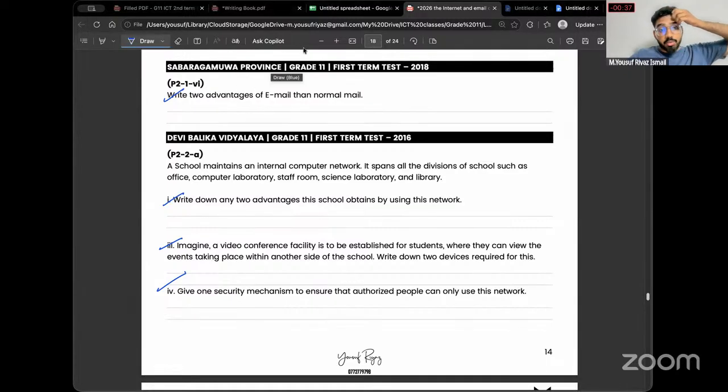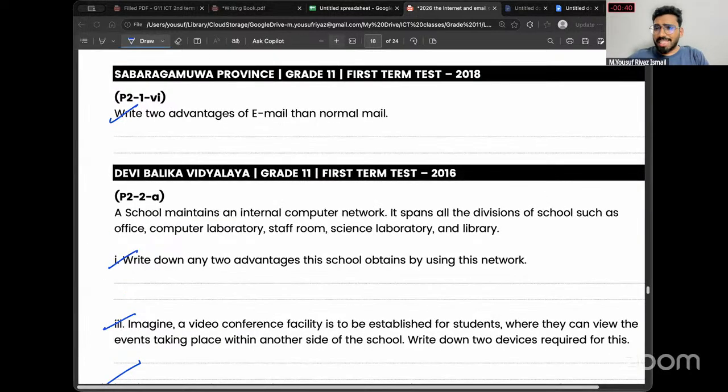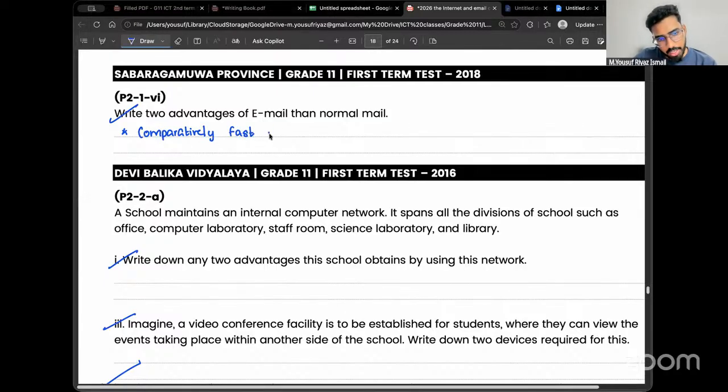Write down two advantages of email over normal mail. Normal mail is basically sending letters through post. That's what normal mail is. So an advantage of email is that it's comparatively fast in delivery. And comparatively it's cheaper as well. The data cost is actually cheaper than the stamp fee. So it's comparatively cost effective.